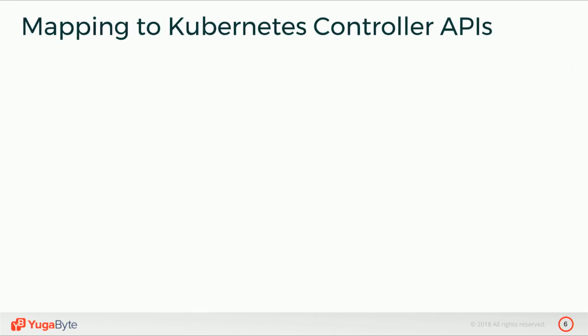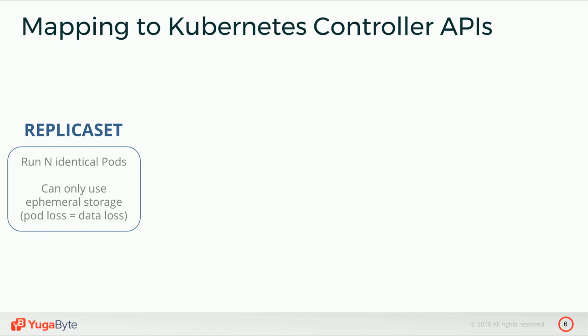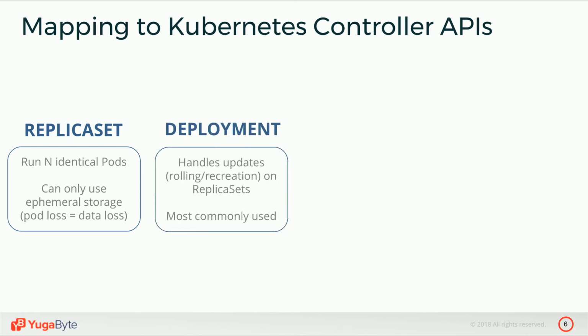So now let's map all of this to traditional Kubernetes controller APIs. So you've got a replica set, but that's not for storage, so it's only for ephemeral storage. You have a deployment, which deals with a group of replica sets, and offers you how to do upgrades and so on, scale up and scale down and all of that stuff. So that's clearly not for stable storage.